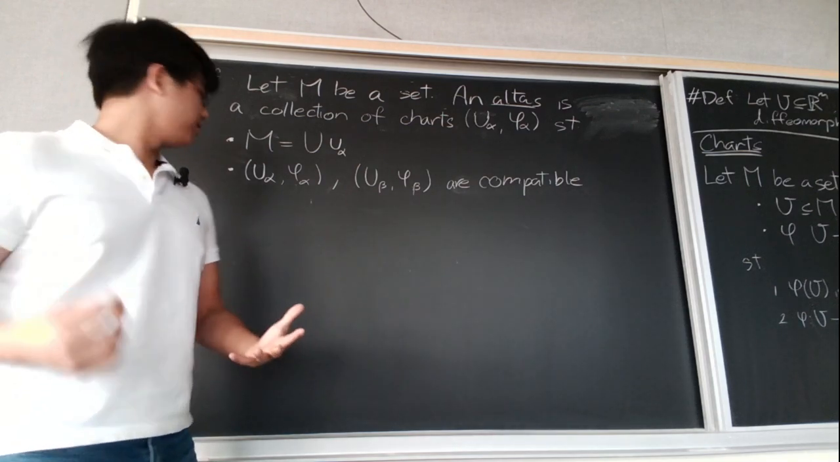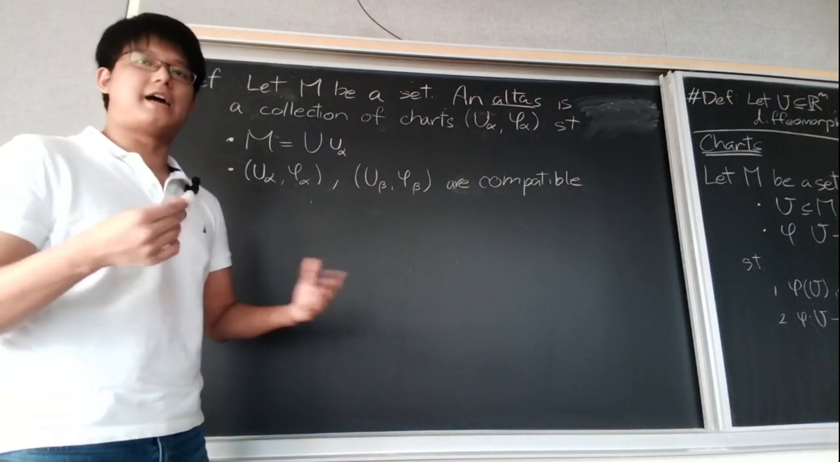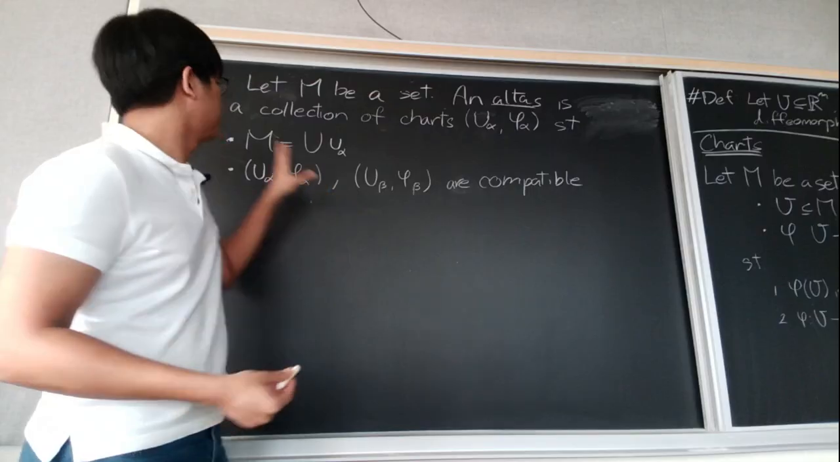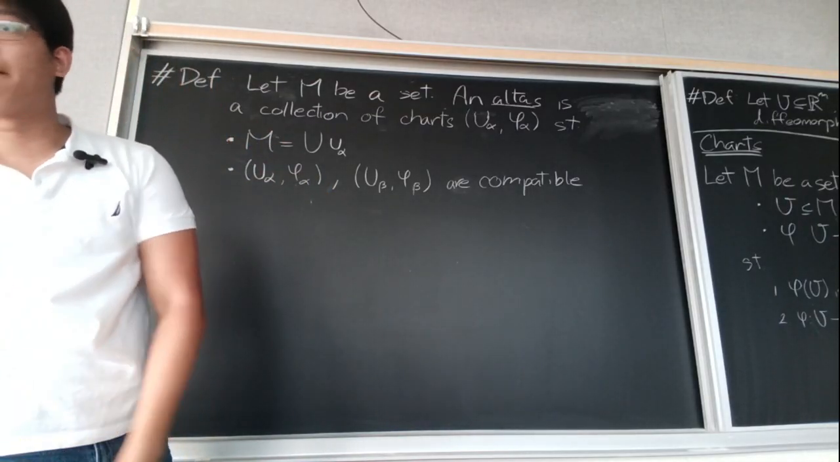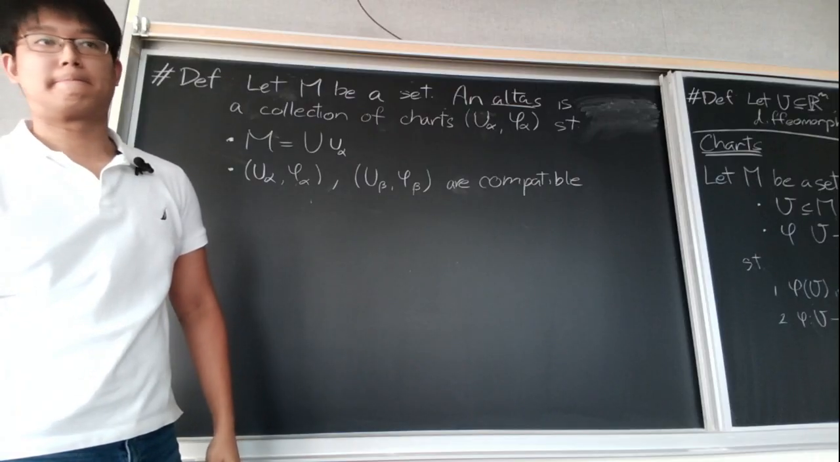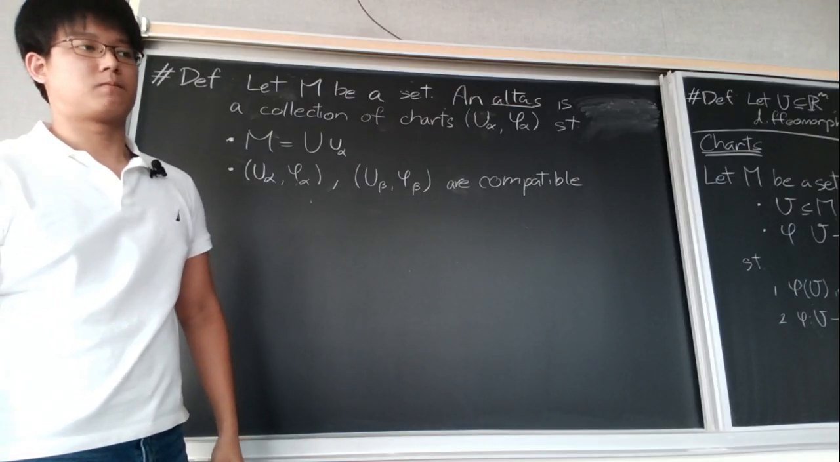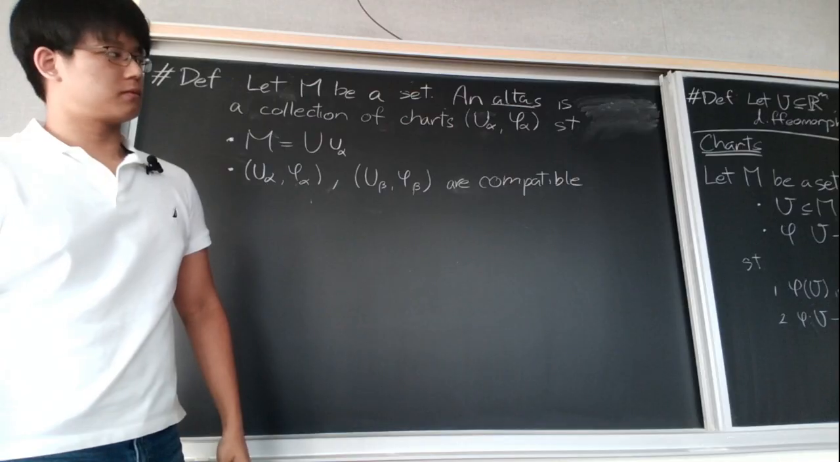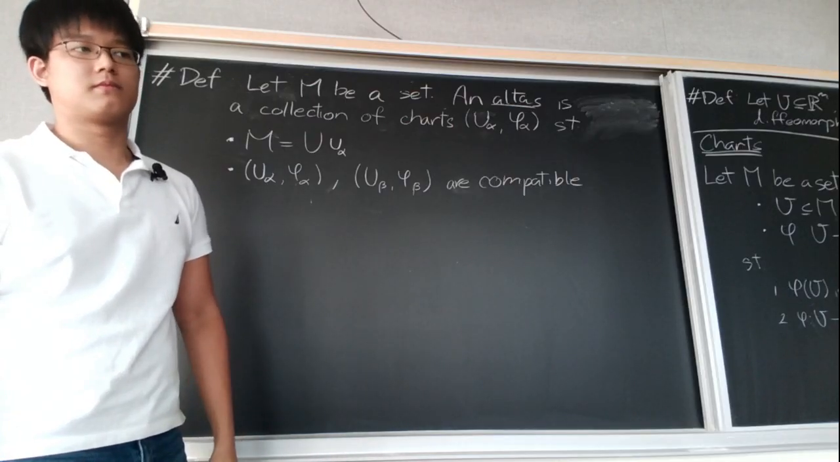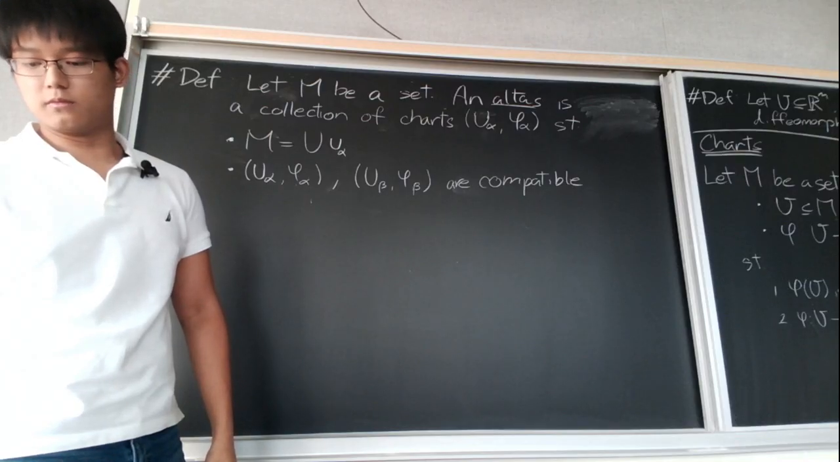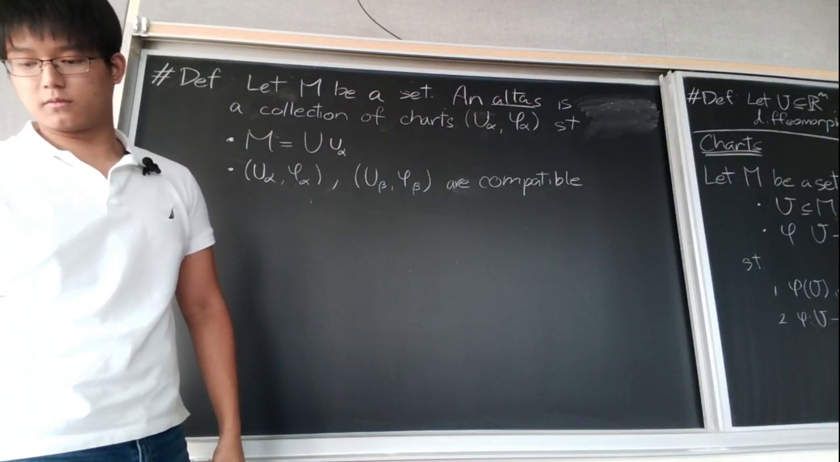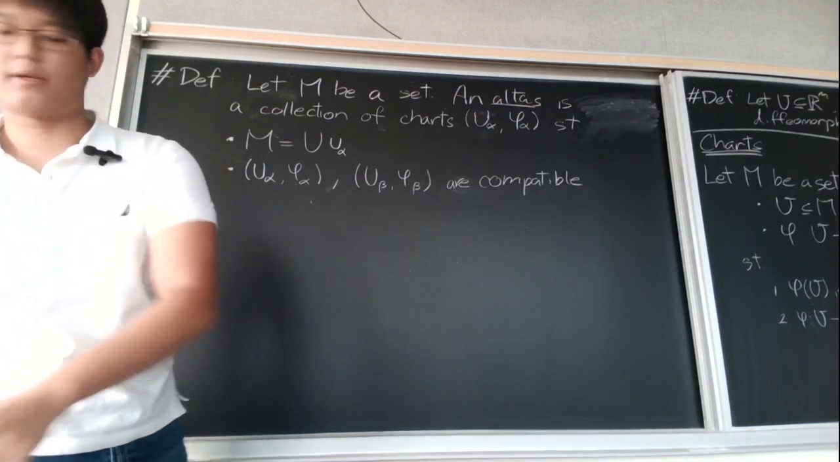You can keep adding charts to cover your, or well, that's a bit redundant. Are two of the same chart? So you have to check if a chart is compatible to itself. Of course, because phi inverse is the identity, and that's smooth. And you know, bijective and open, all the open set conditions qualify. Good. I might have made a small mistake in my notes. You're gonna have to correct me.